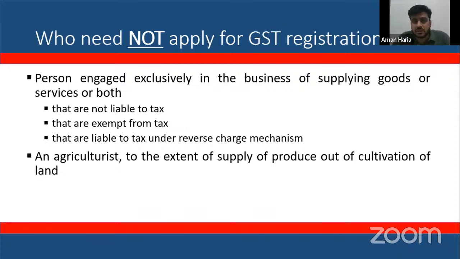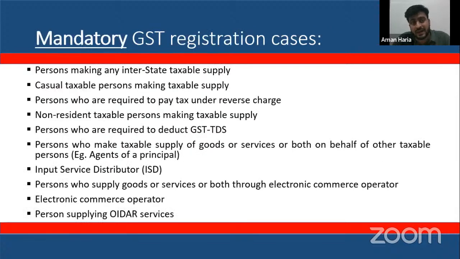So with that done, what we're next going to do is there are certain categories or certain indicative list wherein it has been said that if such conditions are fulfilled, then you are mandatorily required to obtain GST registration. And those are a person making interstate taxable supply. So if you make any interstate taxable supply, then you are mandatorily expected to obtain GST registration. If you are a casual taxable person, then you are expected to take a registration for making such taxable supplies.